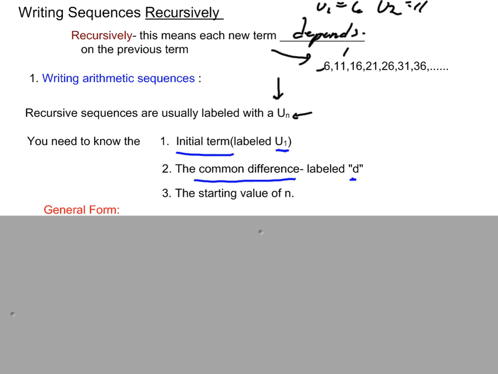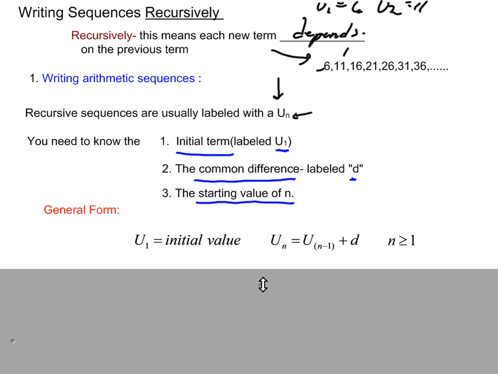We're going to label that as D. And we need to know the starting value of n. Usually you just give that. How does this work? Well, the general form of a recursive sequence, and it's arithmetic, is going to look like this. U sub 1 is the initial value. U sub n, the nth value, is equal to U sub n minus 1, the previous value, plus that common difference. N is always greater than or equal to 1 in this case.